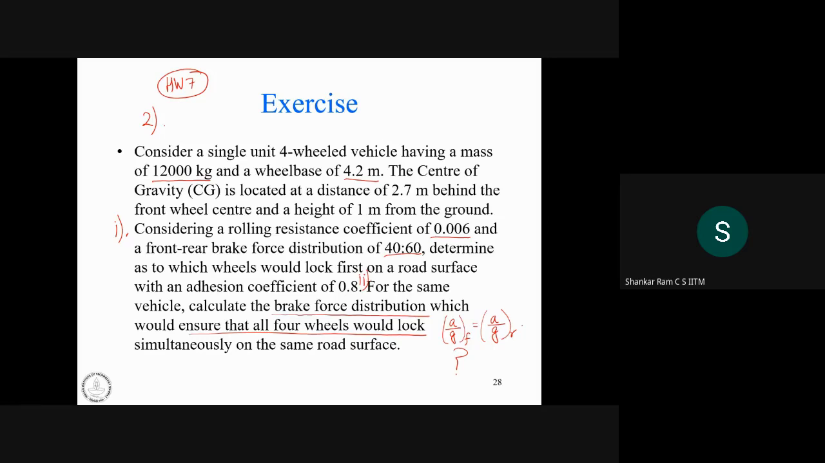In the second problem, you consider under what scenario you would have all the four wheels lock at the same time. What value of KBF would lead to all the four wheels, both the front wheels and the rear wheels, locking at the same instant. So that is the second problem of your homework. I hope this is clear, right?